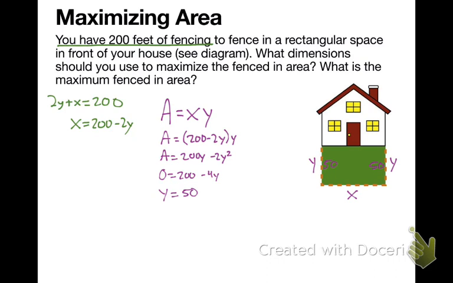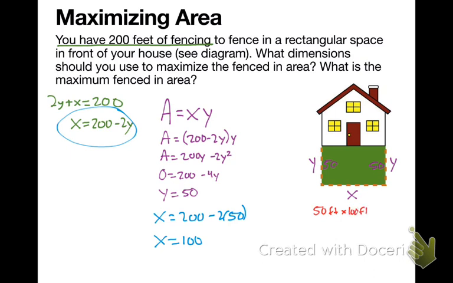Let's find the dimension that runs parallel. So we've got to solve for x now. So we can come back here and we can solve for x accordingly. x equals 200 minus 2 times y. That's 200 minus 100, which is 100. So our dimensions here in red are 50 feet by 100 feet, where the 100-foot side is parallel to the house.